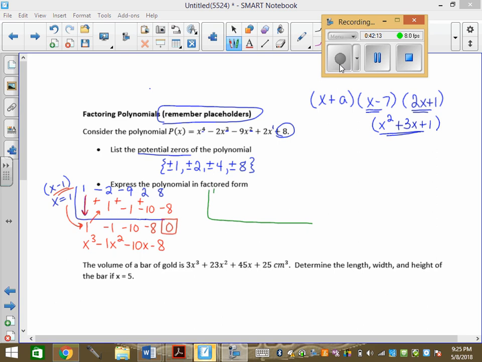Except now I have coefficients of 1 for the x cubed, -1, -10, and -8. And I'm going to type that into my calculator into y equals. And I'm going to look for an x-intercept.